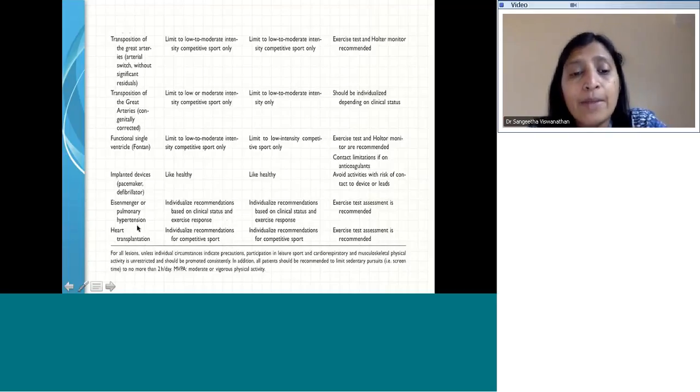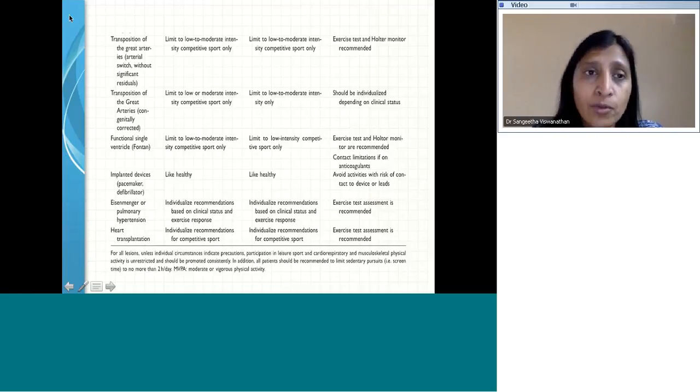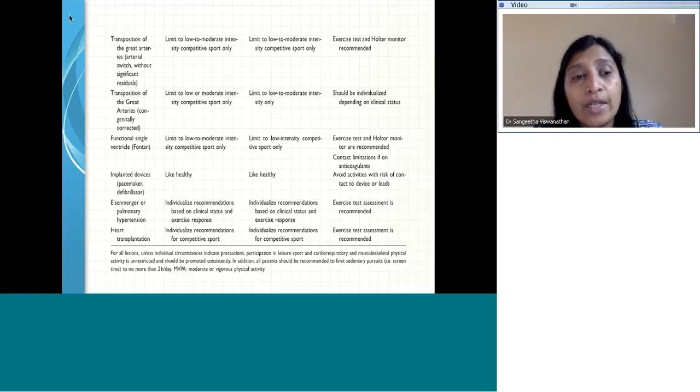Patients with pulmonary hypertension or Eisenmenger, you have to individualize the recommendations based on the clinical status of the patient. Often these patients are quite limited, and although you wouldn't push them, you would encourage some form of regular exercise. There is some evidence to show that physical training or rehabilitation does improve the exercise capacity of these patients.